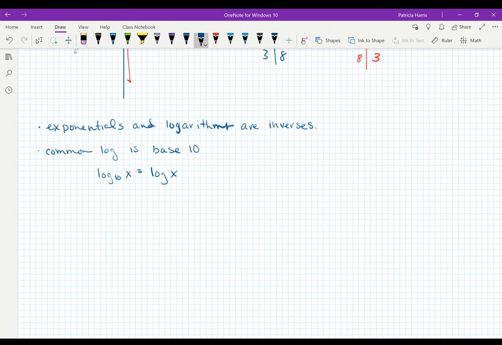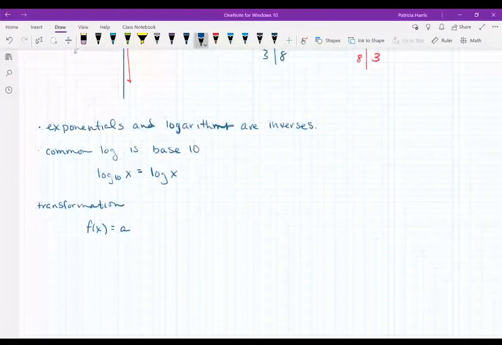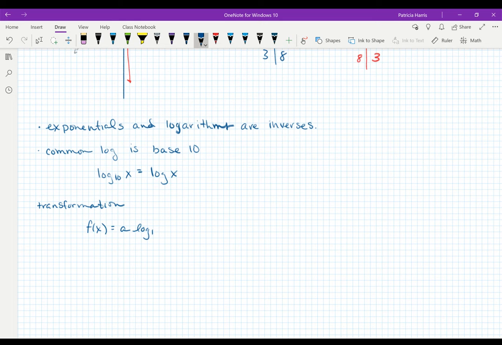All right, so let's try some transformations. Okay, remember the rules for transformation still apply. So if I've got f of x is equal to a logarithm base b of x minus h plus k, the a is going to control x-axis reflections and vertical stretches and compresses, excuse me, or shrinks.